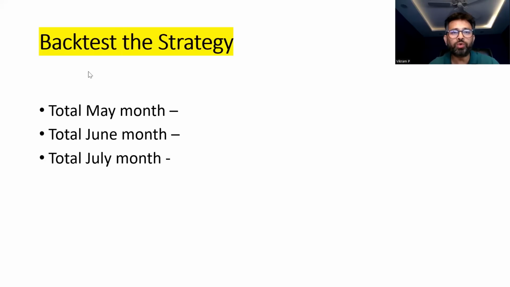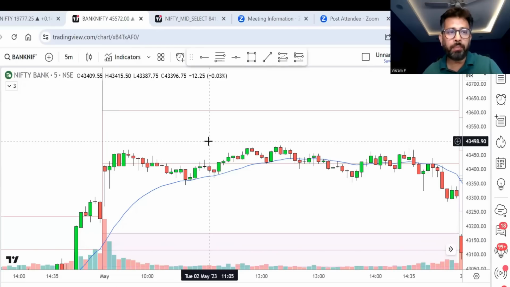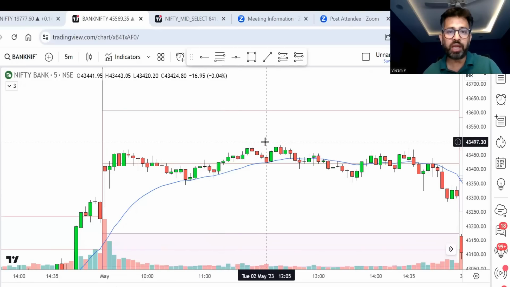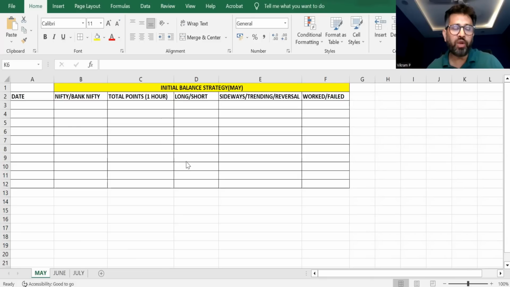Okay. So let me go to the chart now. Let me go to the TradingView chart and open Bank Nifty in the month of May. Okay guys, I opened the May month chart of Bank Nifty on the 5 minutes time frame to see how many days we have seen wide initial balance, and at the same time I'll also open my Excel file where I'm going to journal my backtested report. Let me open my Excel file. I've opened my Excel sheet also. This is the Excel sheet where I'm going to track whatever I see in May, June, July.